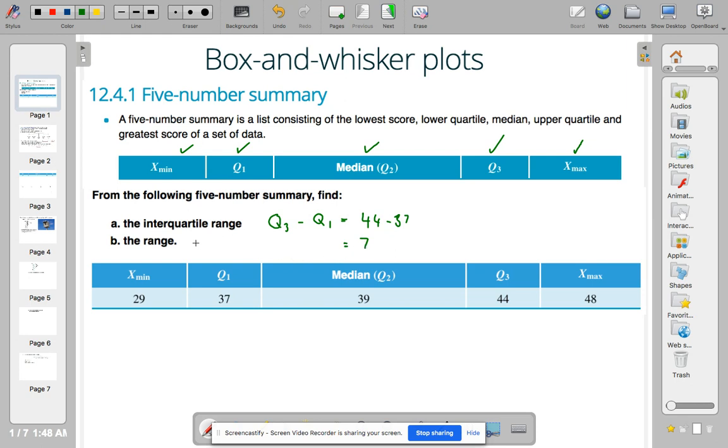The range is the highest, or the maximum, minus the minimum. So in this case it's 48, the maximum, minus 29, the minimum, equals 19. So the interquartile range is 7, the range is 19.